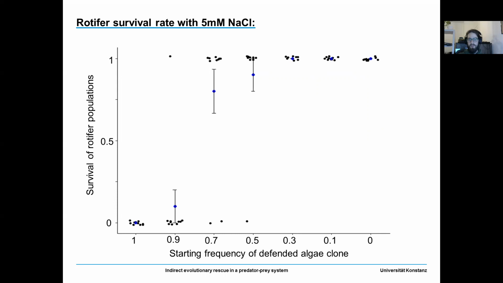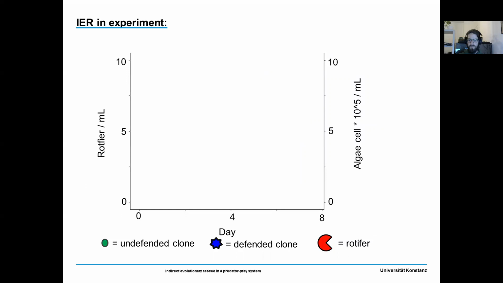The interesting ones are the middle areas where part of the rotifers are surviving and part are going extinct. And the most promising treatment is the one where we have 70% defended algae at the start of the experiment, because there we have approximately 70% of the rotifer population surviving and 30% going extinct. If you look now in more detail at this treatment, we see the time of the experiment, which was 8 days. On the left-hand y-axis, we see the density of the rotifer population.